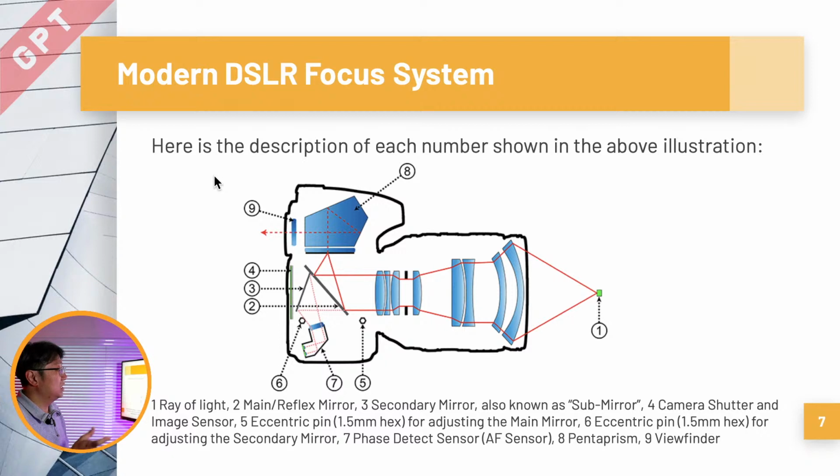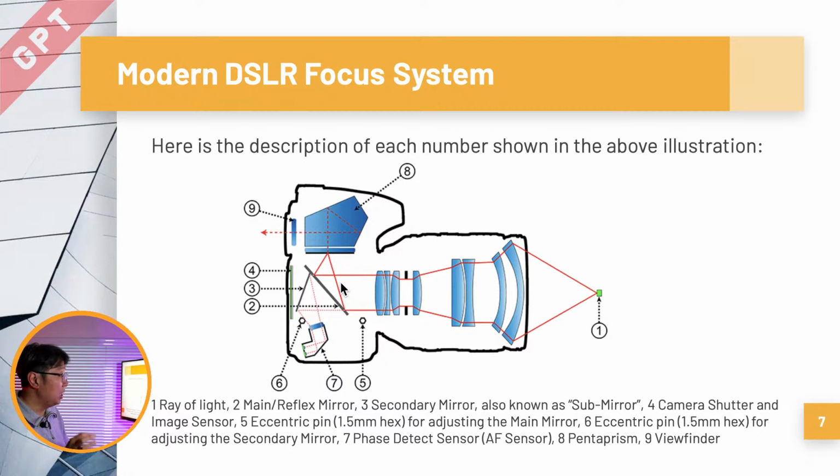DSLR focus system. This is the description of the whole DSLR camera. As I said, we want to talk about that system first, because then you can translate it more easily onto the mirrorless world and also mobile phones. So object number one will shine light through the lens. You can see the lens here, and then the first mirror will refract some of the light up to this pentaprism, and then to our viewfinder.